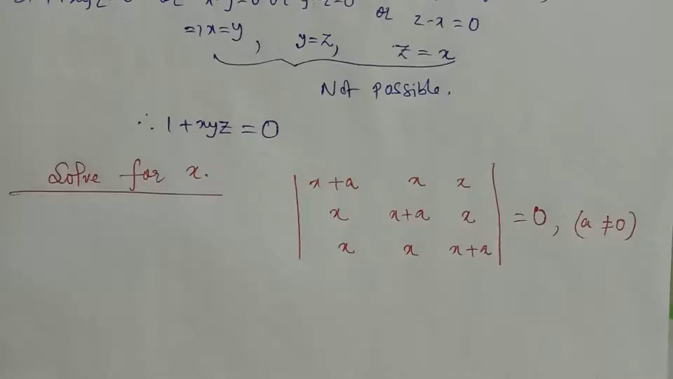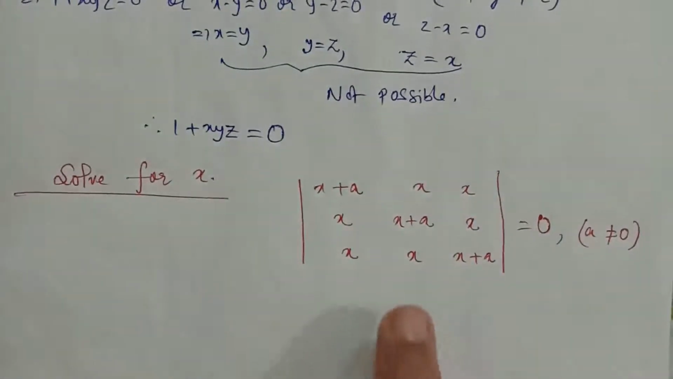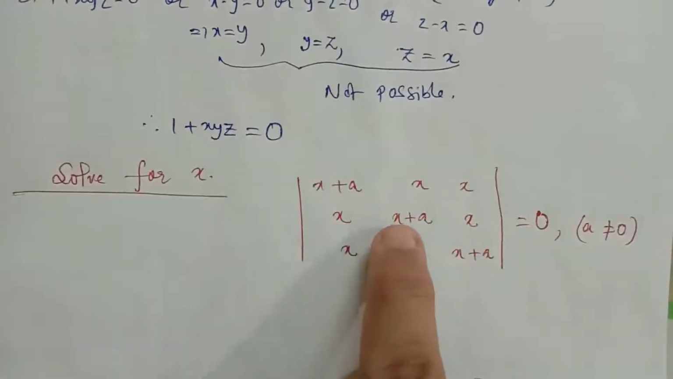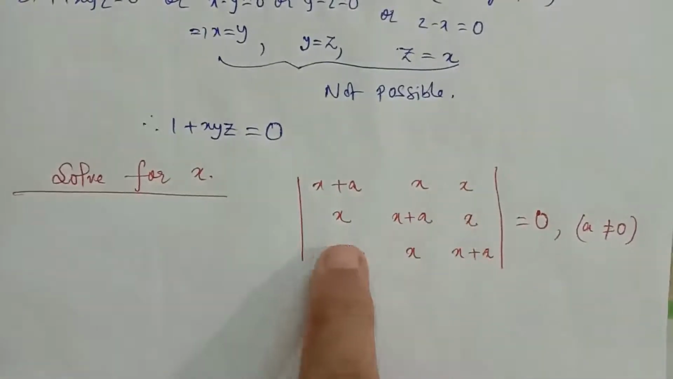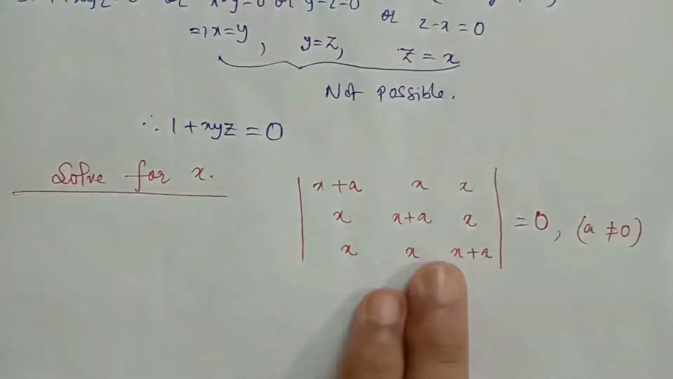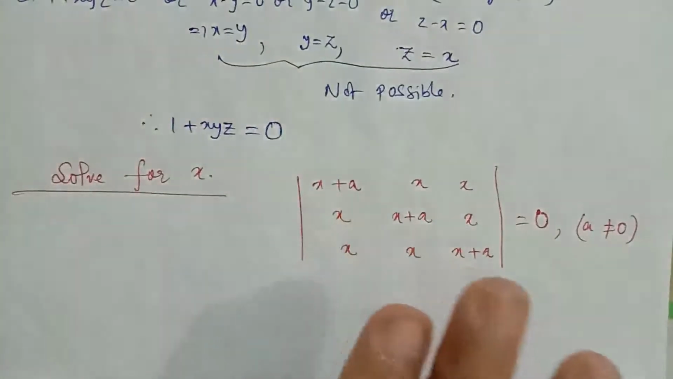This is another important question given in the NCERT book. We have to solve for x. We have to find the value of x given the value of this determinant x plus a, x, x, x, x plus a, x, x, x, x plus a equal to 0. Given this determinant equal to 0, we have to solve for x.